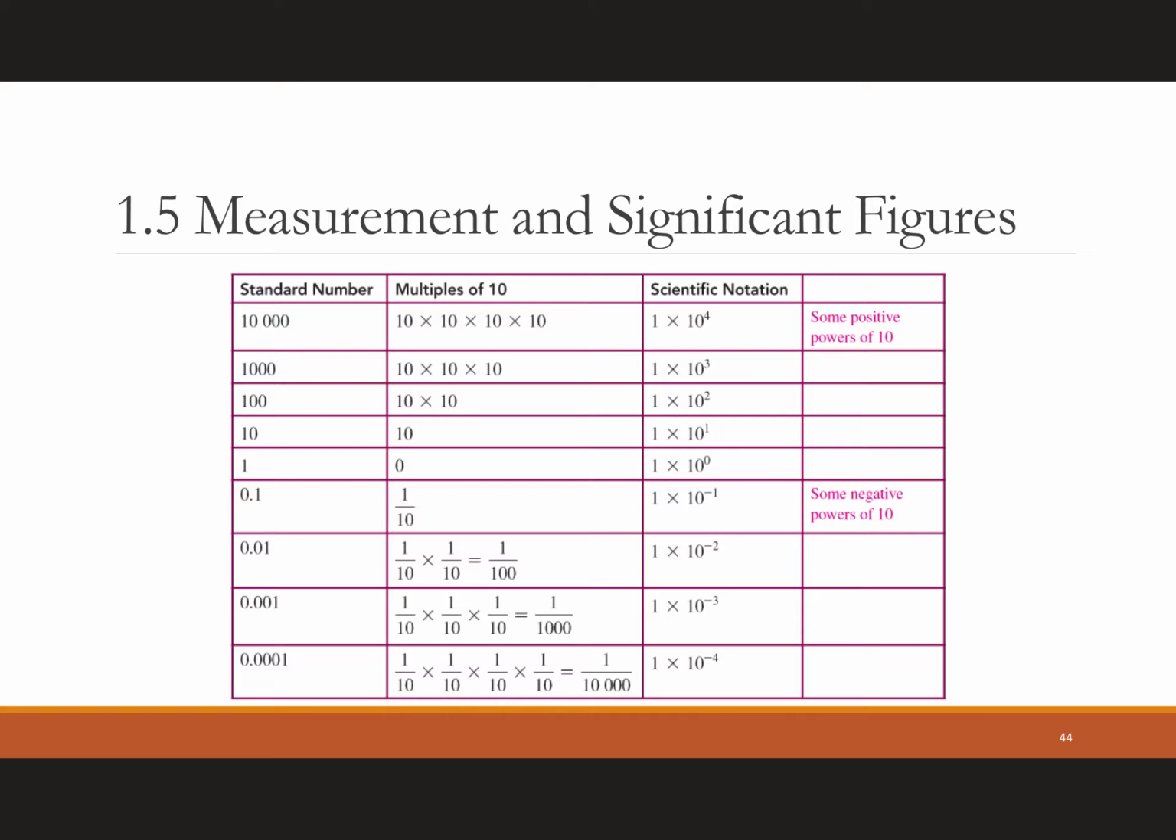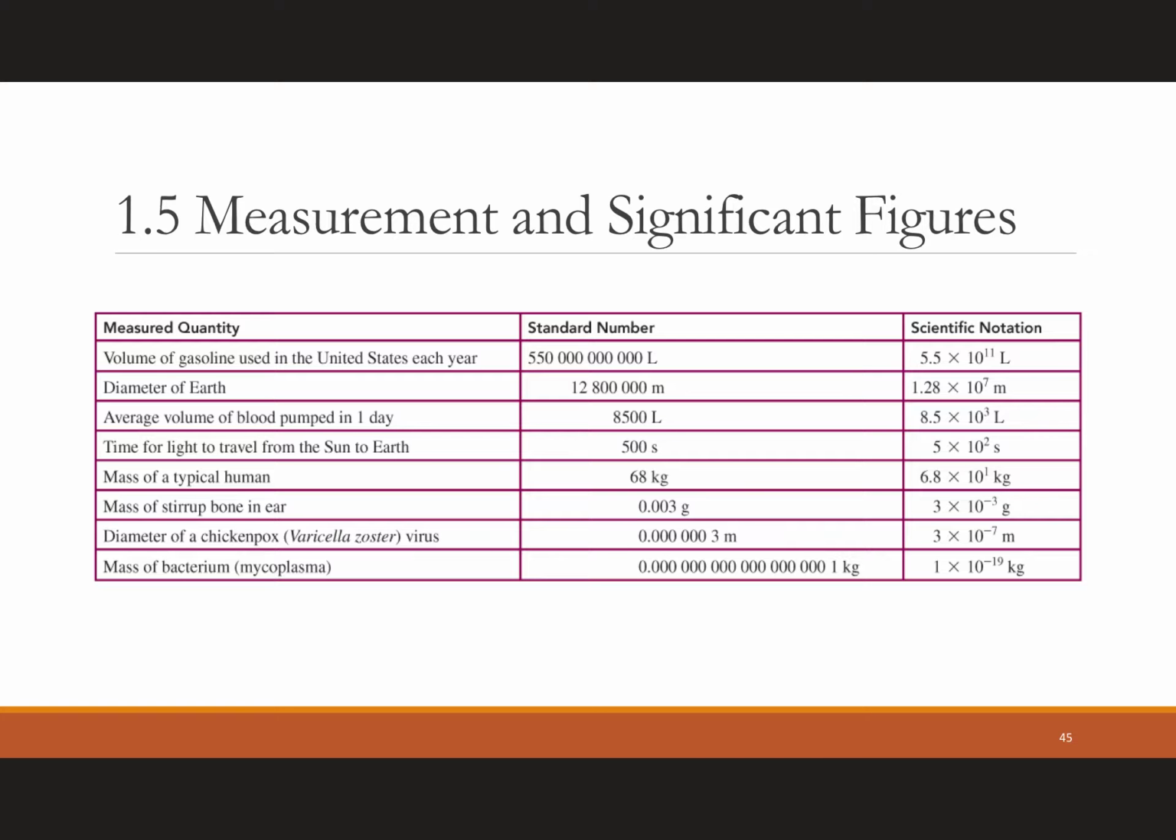All right, so here's just a table showing some example numbers in both standard and scientific notations. Here's some measured values, and again the numbers in standard or scientific. So volume of gasoline used in the United States each year. You could look at that, and you've got to figure out what that is. It's the tens place, the thousands, the millions, the billions here, and so this is 550 billion liters of gasoline used each year.